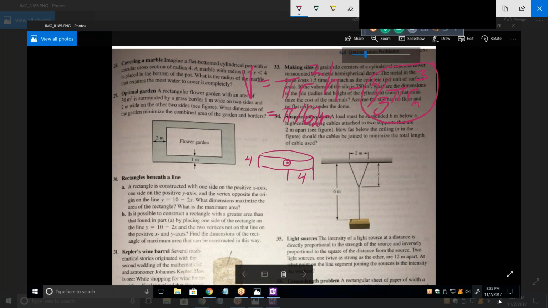So my volume of the water that is going to be required to cover that marble is 32 pi times r minus 4/3 pi r cubed, where r is the radius of the marble.